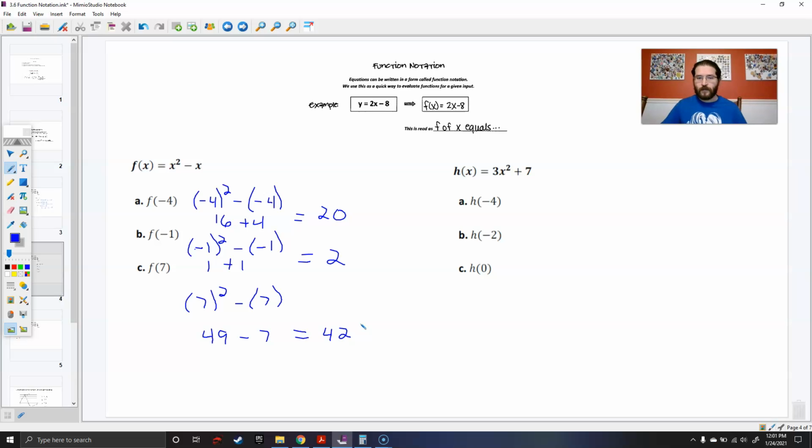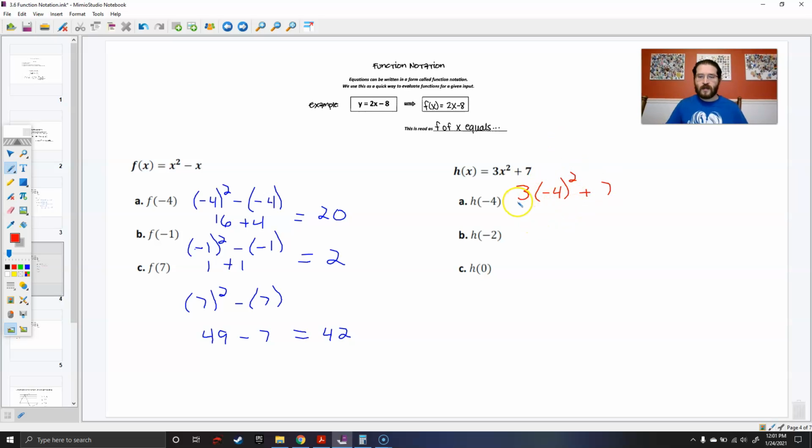Okay, we'll change colors. Now we still plug these in like normal. So 3 times, negative 4 is going to go where that x is.